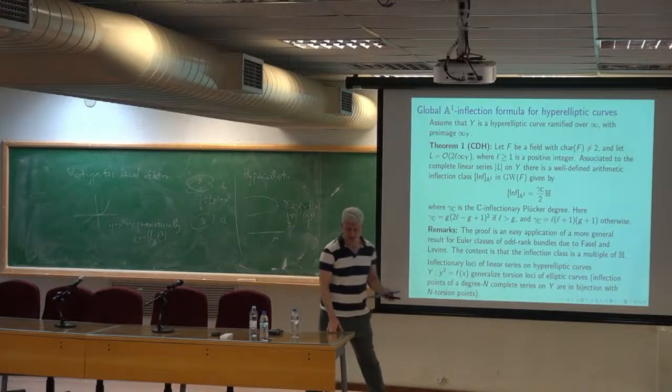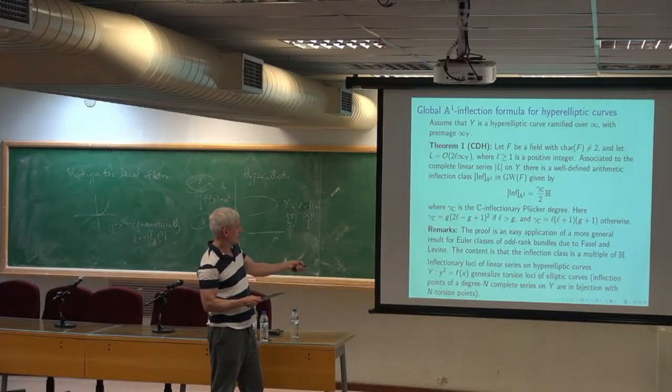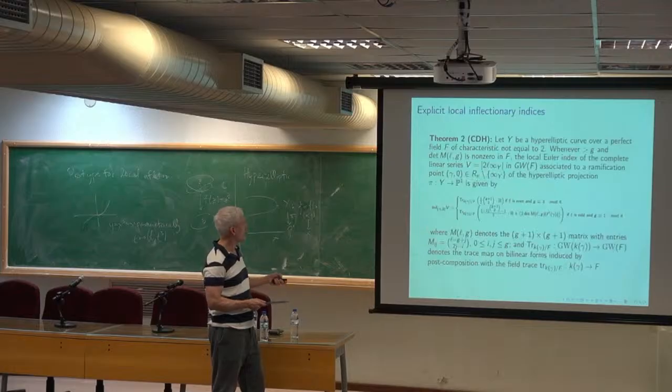So we proved some A1 analog of the Plücker formula in this setting. The point is that the global Euler inflection class is just given by a multiple of the hyperbolic class in this instance. And actually, what's more interesting is the local indices that constitute this global class. So we also did some explicit calculations of local A1 inflection indices.